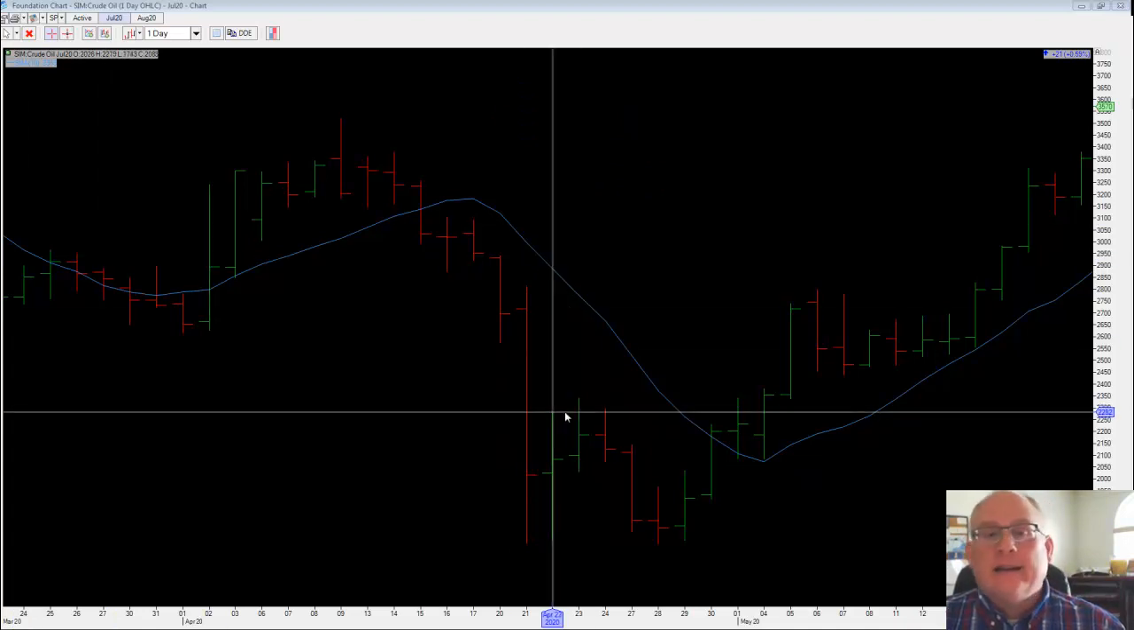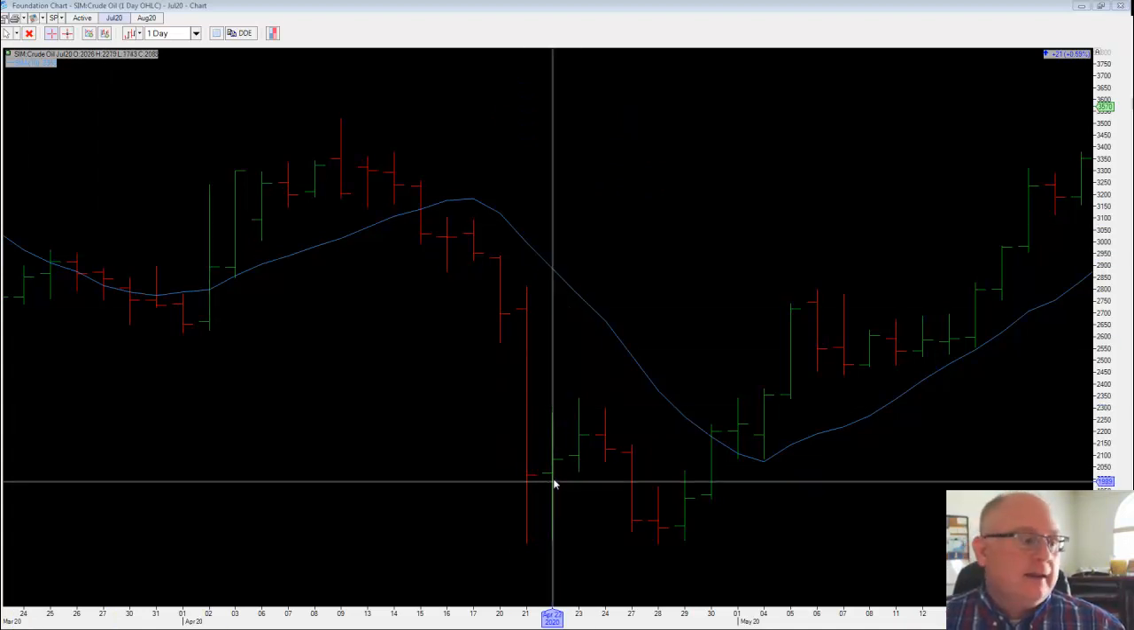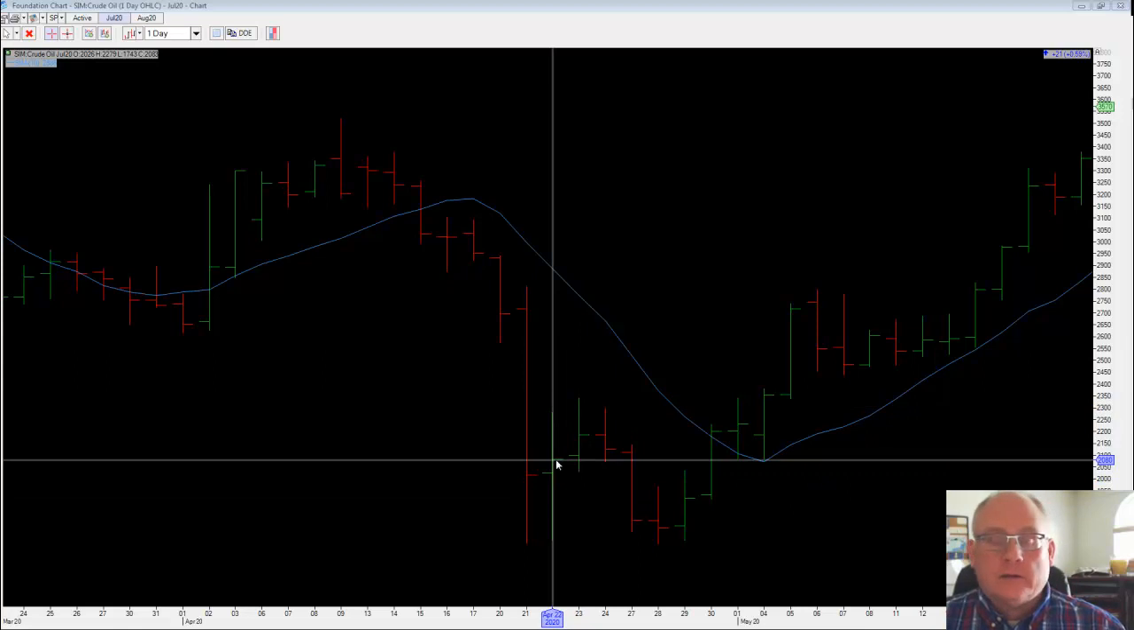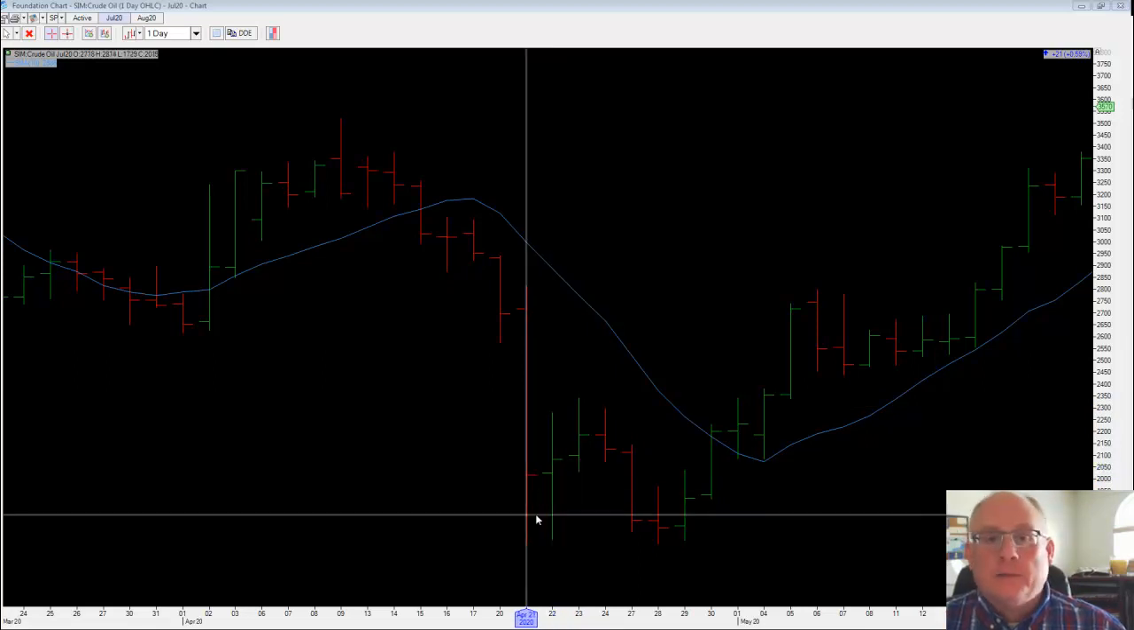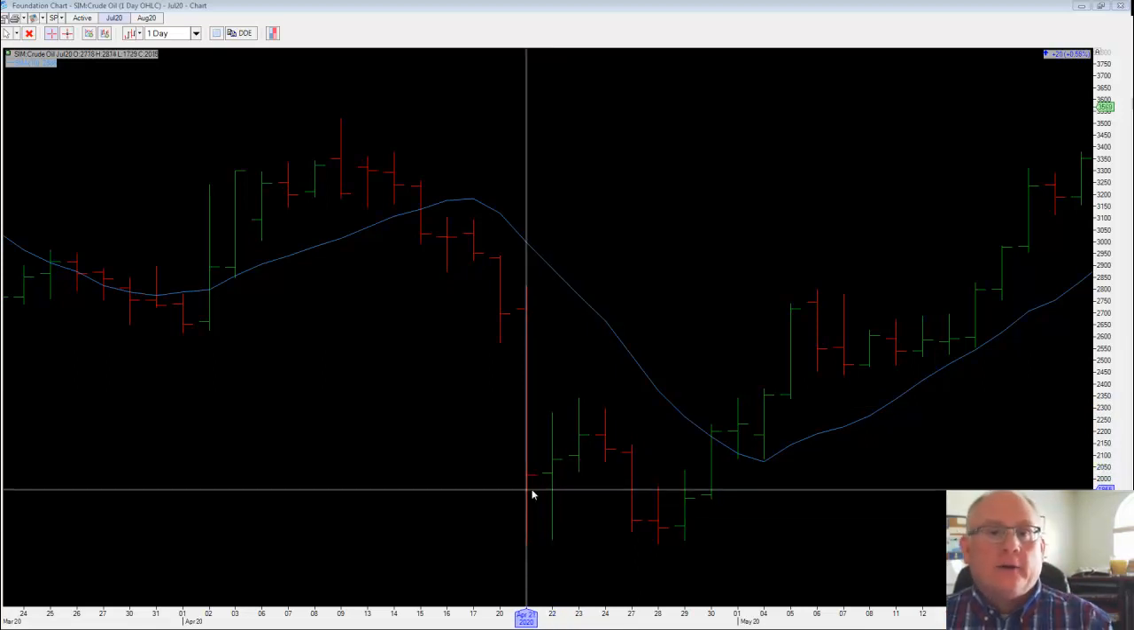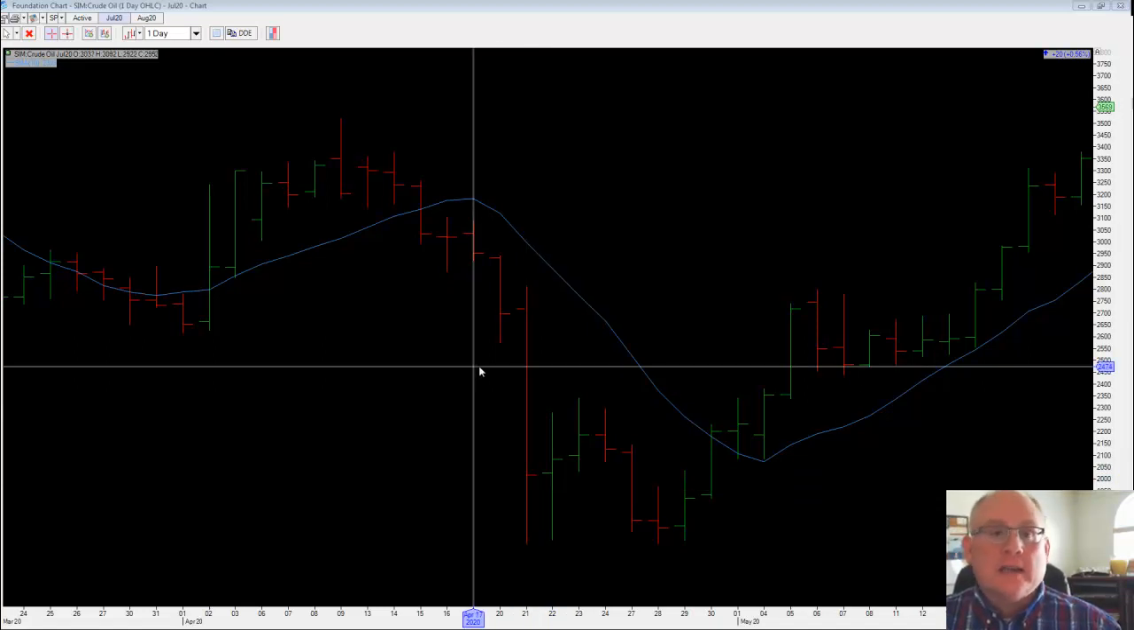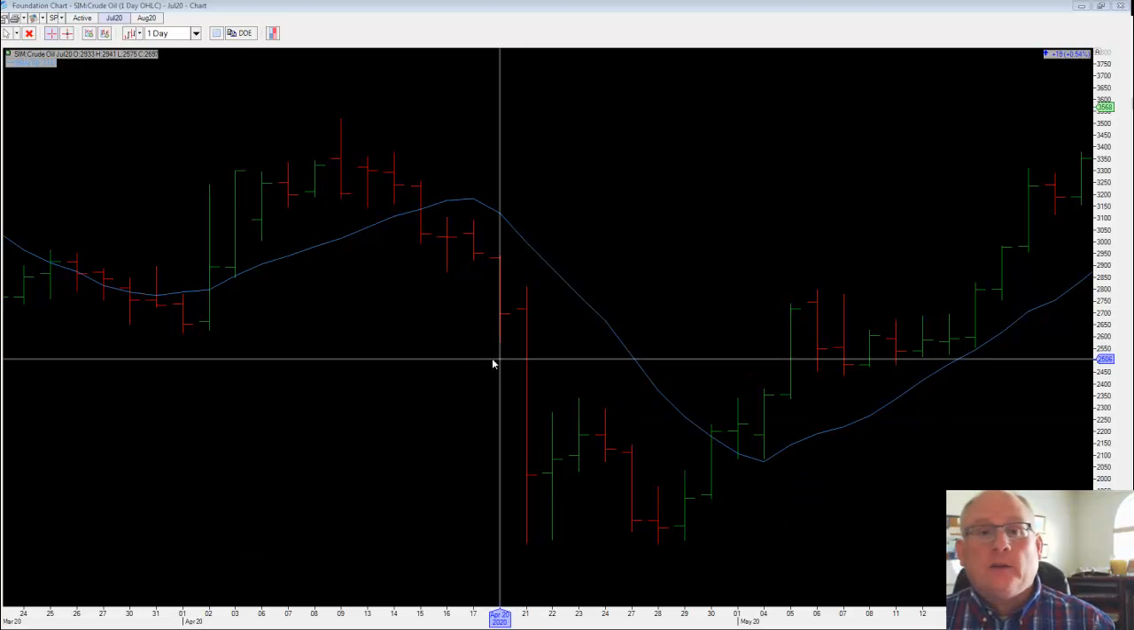The green is the exact opposite of the red. The open is lower than the close. So in this case, that produces a green bar. So that is how you produce a green bar and a red bar if that's what you have in your charts. Now, you don't have to show it this way. You can have them any color you want.